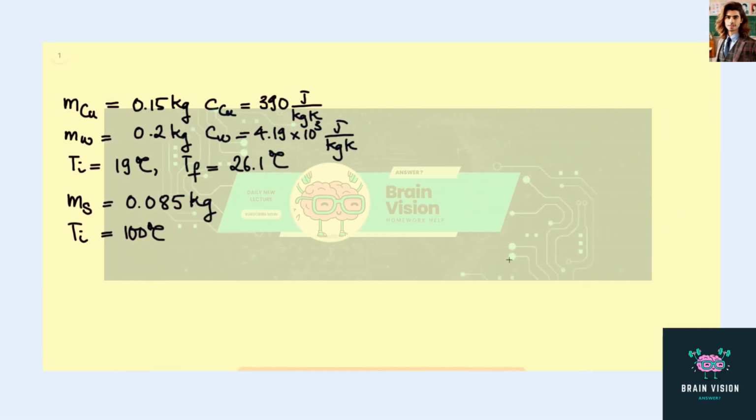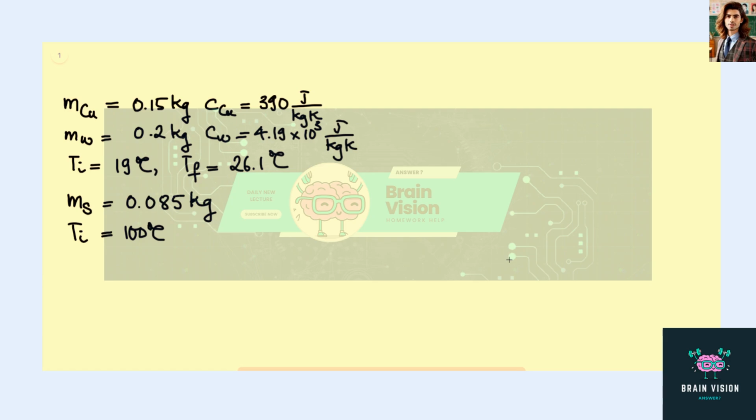In this problem, a lab technician, clumsy as he is, drops a small object of some unknown substance with an initial temperature of 100 degrees Celsius into a calorimeter, made out of copper and containing some water.